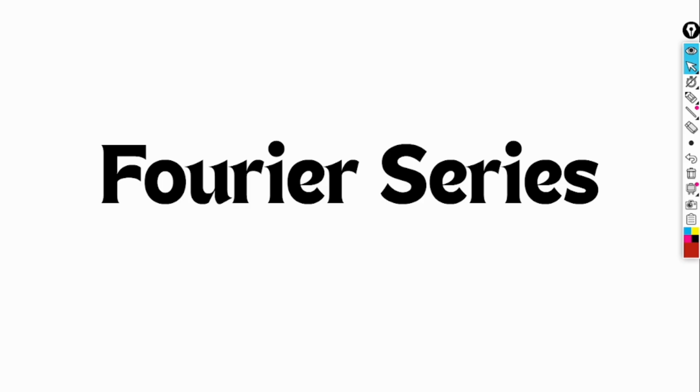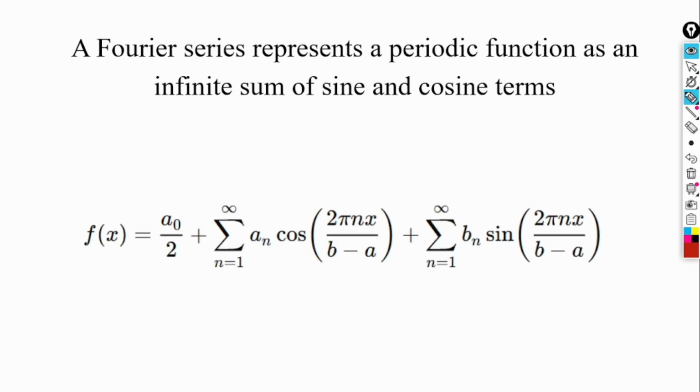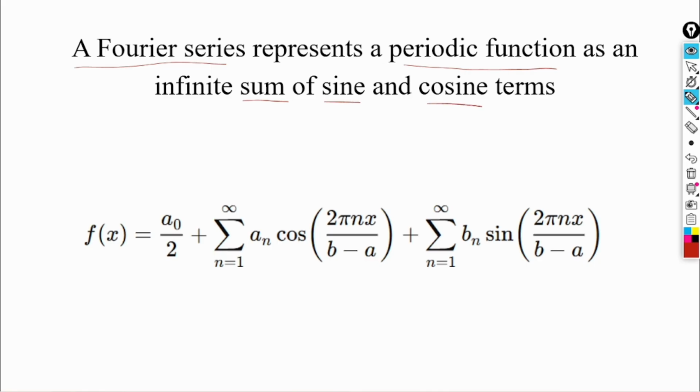The motivation behind this video is not only to understand the concept but also to visualize the Fourier series. So let's get started. I will start with the definition. A Fourier series represents a periodic function as an infinite sum of sine and cosine terms. So what is the meaning of this? Using Fourier series, we can represent any periodic function in terms of sine and cosine terms.